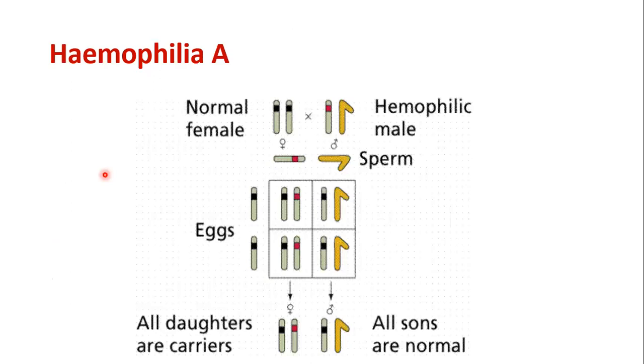So, just to understand the genomics, if a normal female marries a hemophilic male, because a normal male has one X chromosome and one Y chromosome. So this is the Y chromosome, but on the X chromosome there is a defective gene in the male. So when a normal female marries, what happens?